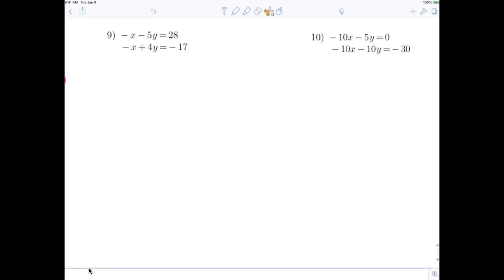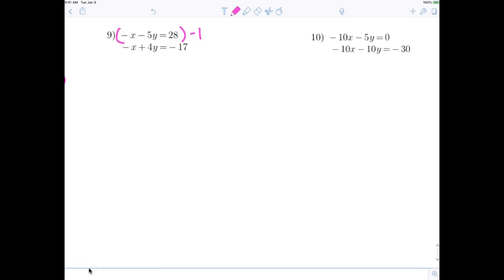And the reason why we can't add them is because a variable does not cancel. All right? So what we have to do is figure out a way to cancel it. So I wish that negative was a what? Positive. So we can switch the signs, or we can say I'm going to multiply the top equation by negative 1.